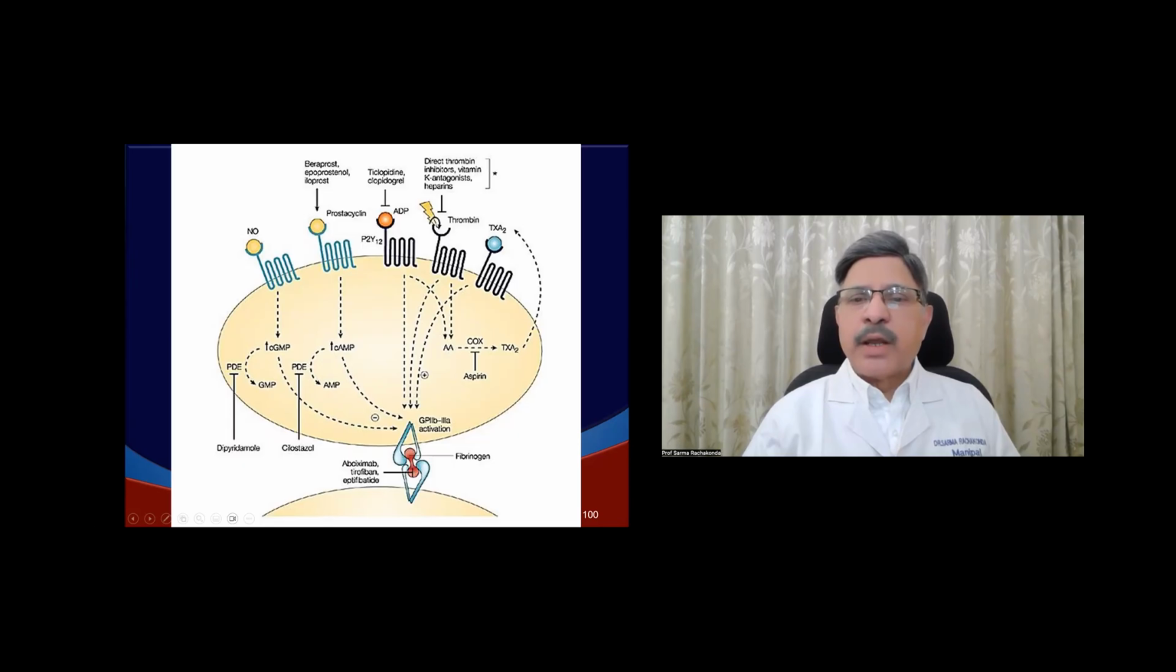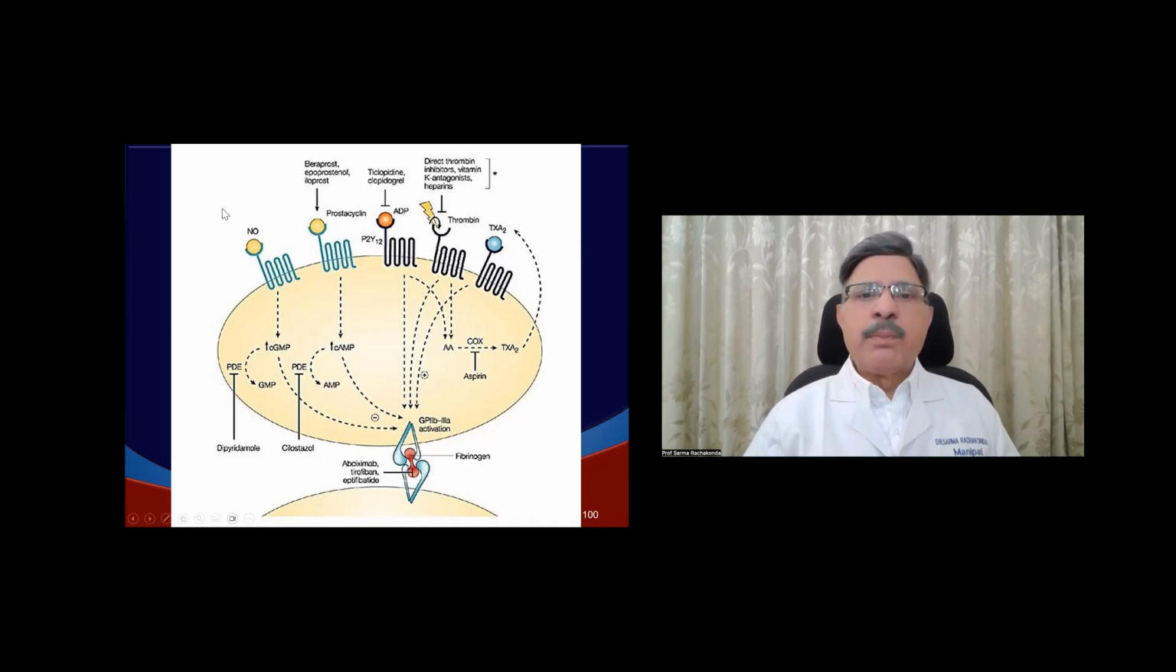Now, aspirin acts on the cyclooxygenase enzyme. Arachidonic acid to thromboxane A2 is catalyzed by COX. COX is the cyclooxygenase. Aspirin interferes here. Clopidogrel interferes at the ADP receptors. What are the ADP receptors?